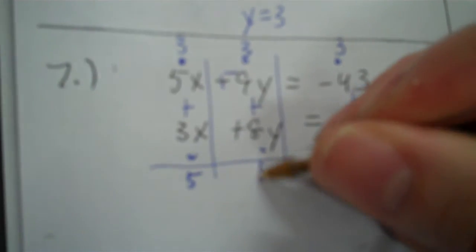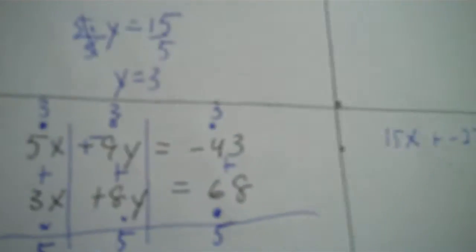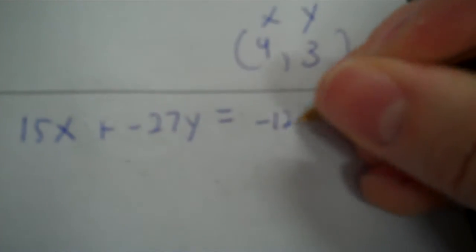And you don't have a match like you did here. Okay, so you need to do your times, times, times, your multiplication step. So 3, you come up top, 3, 3, 3, 5, 5, 5, 5. So 3 times 5x is 15x, so you're rewriting it. And then 3 times negative 9y is negative 27y. And then 3 times negative 43 is going to give me negative 129.